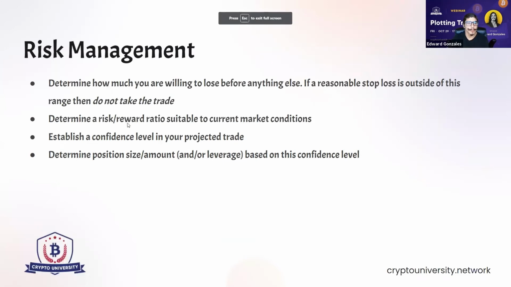So determine a risk to reward ratio suitable to current market conditions. That's kind of what we just looked at. I showed you how I'm playing off the 9 EMA if I wanted to go short. So in different market scenarios, that guy who wants to go 0.5%, if he can't line that up properly along support or resistance, he's not going to take the trade. But if you want to try and get in at some points and you're capable of risking these kinds of amounts, then you have to make sure that it's suitable to the current market conditions, kind of like what we just did.